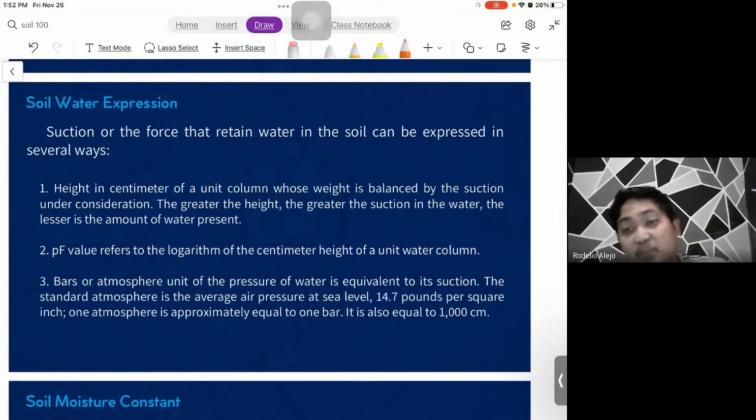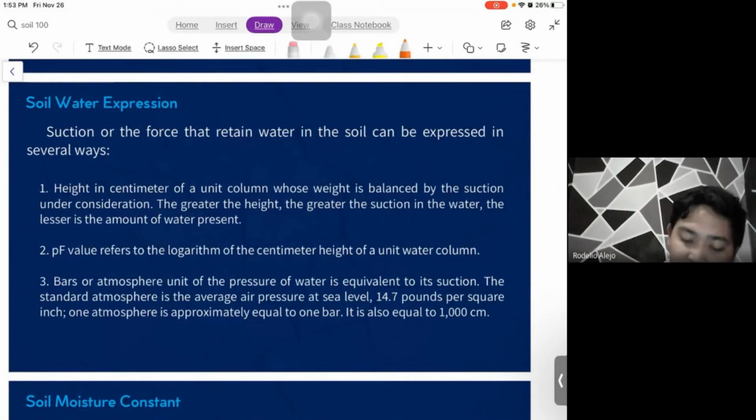So soil water expression. How do we express water? What are the units of water? Alam lang natin, di ba, pag units ng water is liquid, karaniwan liters, milliliters. So in soil, water is expressed in three different ways. First is the height in centimeters of a unit column whose weight is balanced by the suction under consideration. The greater the height, the greater the suction in the water, the lesser is the amount of water present. Okay? So the first is the height.